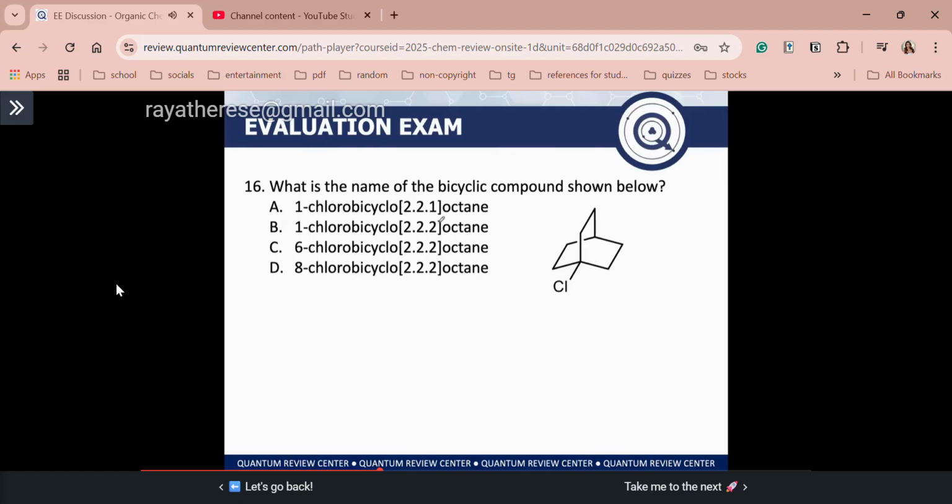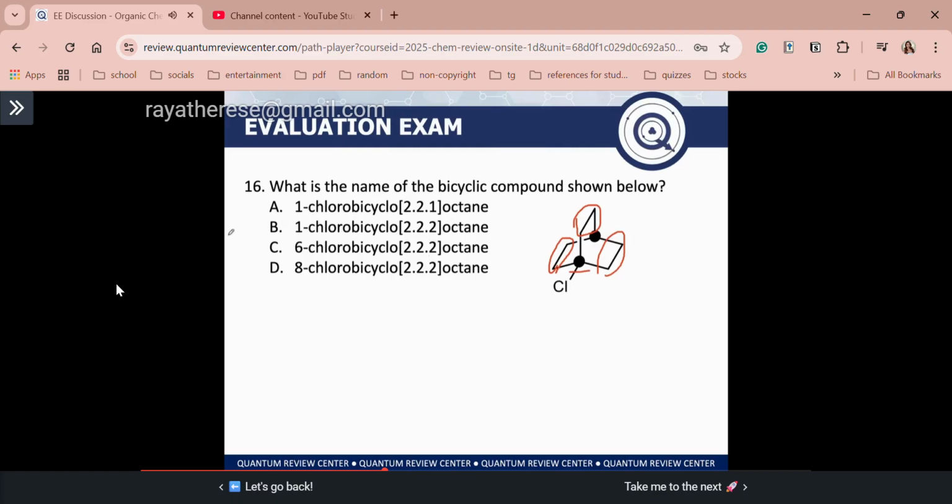This one is very straightforward, sir. The number of carbons per ring is similar, just equivalent to 2. Two here, excluding the bridgehead, two here, and two here. Where are the bridgeheads again? Ayan. So class, remember, we always start counting at the bridgehead. With that being said, we should start here at the bridgehead that has a chlorine. So at the C1 position, we have chlorine, or chloro.